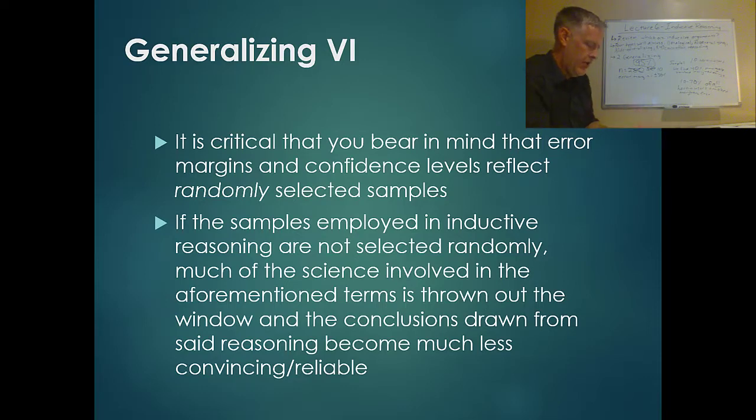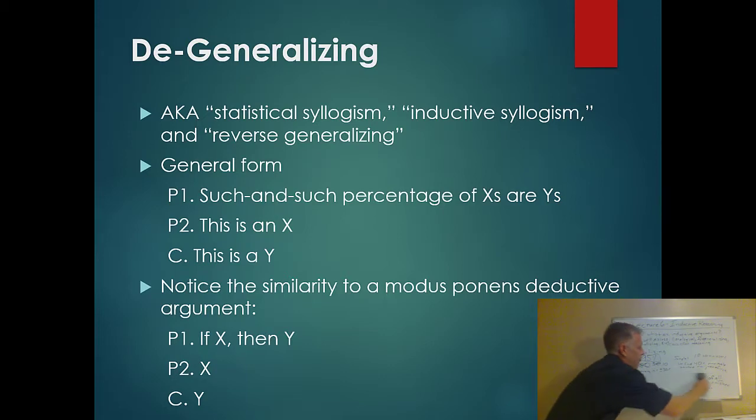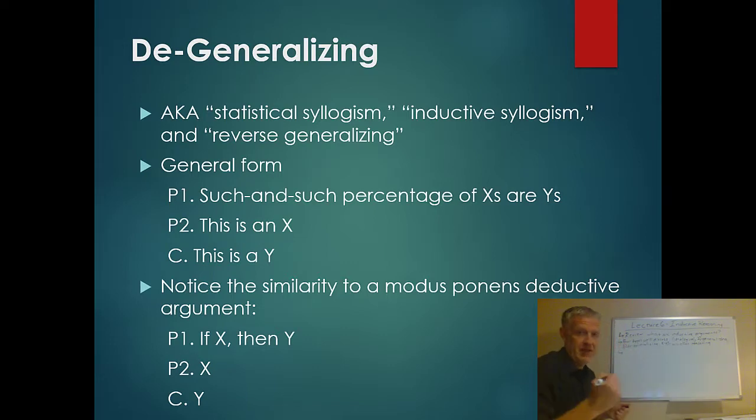So we'll turn to the third type of inductive reasoning we're going to detail, and that's de-generalizing, also known as a statistical syllogism or an inductive syllogism. It works in the reverse direction, hence de-generalizing. Again, this is way more often referred to as a statistical or inductive syllogism. And as I pointed out at the bottom of slide 15, it's very similar to modus ponens: if X then Y, X, therefore Y. If it's a cat, then it's an animal. It's a cat, therefore it's an animal.